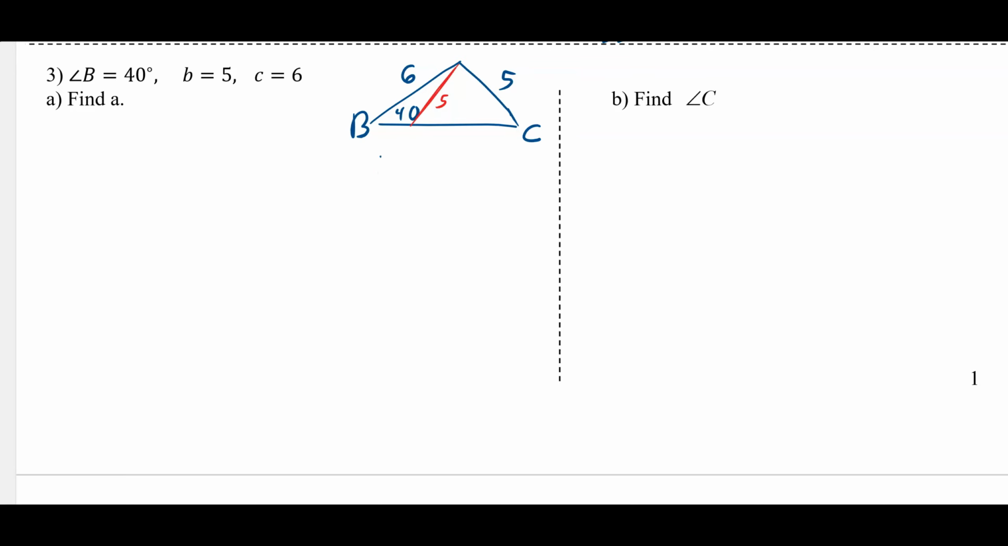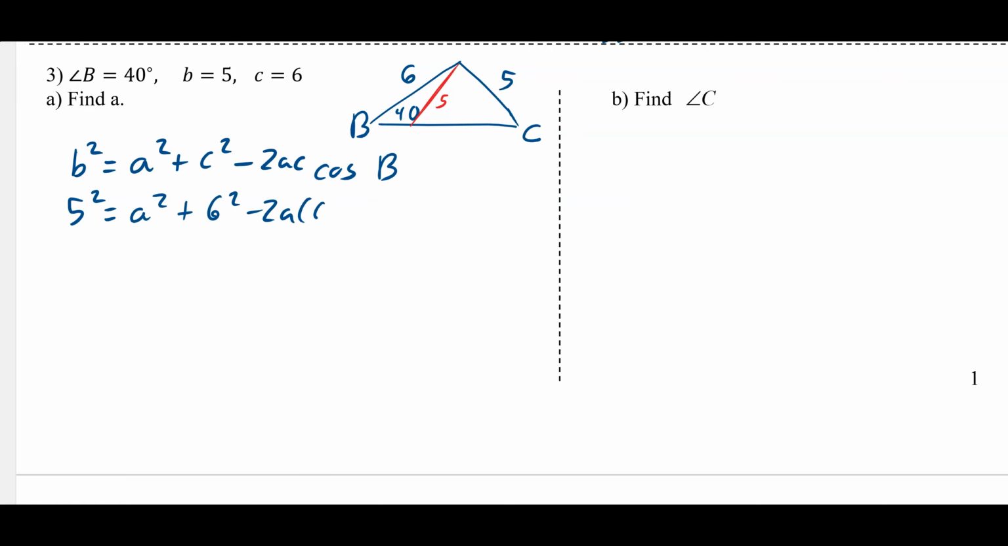Again, we're starting with B. So we have angle B, and we're doing a B sandwich. The other letters are A squared and C squared, and then we get 2 of them in the middle, right? So there's our formula. Let's plug what we have in. 5 squared equals A squared plus 6 squared minus 2A times 6 cosine of 40.